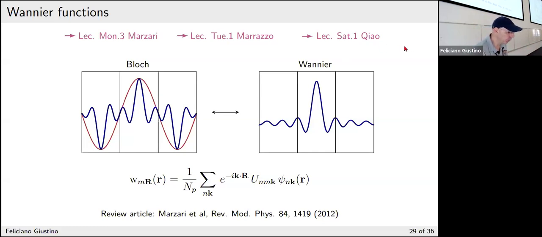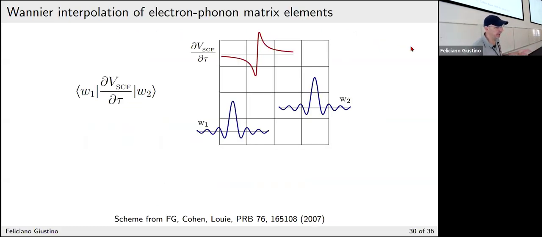The only thing I want to say is that if you work with Wannier functions, there is an inherent advantage in studying electron-phonon matrix elements because you can represent the matrix element using Wannier functions instead of Bloch waves. So the picture is the following. You have a Wannier function maybe sitting here, a Wannier function maybe sitting here, and then a change of the potential coming from a single atom that sits somewhere else.